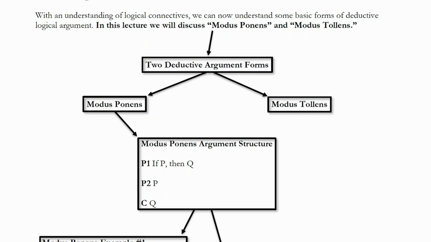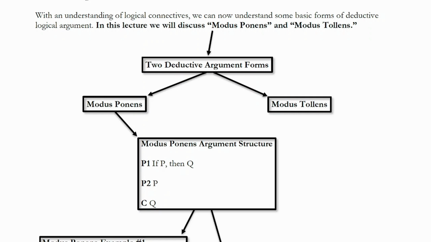All modus ponens really does is express the logical structure of the conditional. Conditionals tell us that if we know the antecedent P is true, then we also know that the consequent Q is true. The second premise affirms that yes, actually P is true, and so then we can conclude, and we have enough information to know that the consequent Q is true as well.